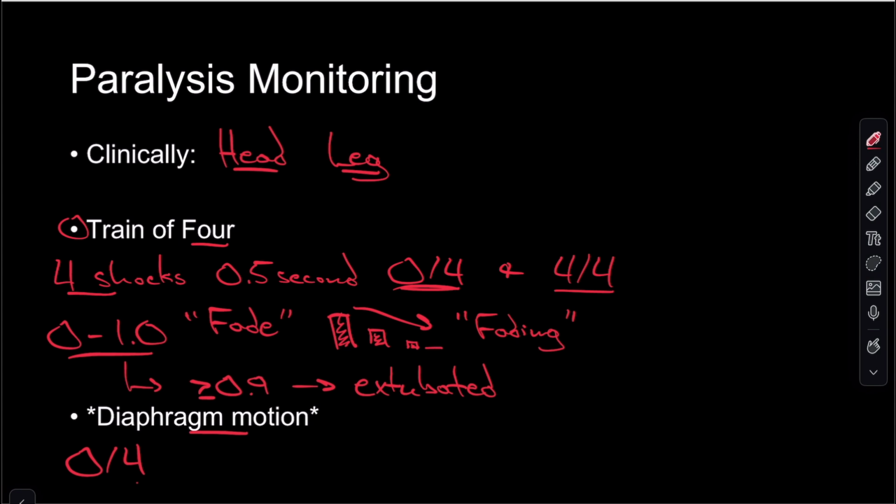Most likely what this sort of question is getting at is the diaphragm is going to be the most resistant or refractory to neuromuscular blockade. So it's the muscle that takes the longest to become paralyzed when you paralyze a patient, and then it's going to be the first muscle to return. So even if you have 0 out of 4 twitches in the peripheral muscular system, you could still have diaphragm motion because your diaphragm is going to be more resistant than your ulnar nerve or your upper extremity muscles to paralysis.